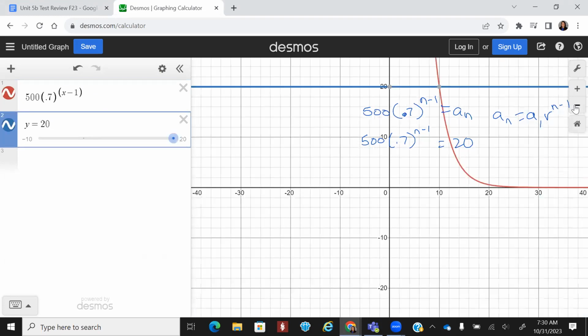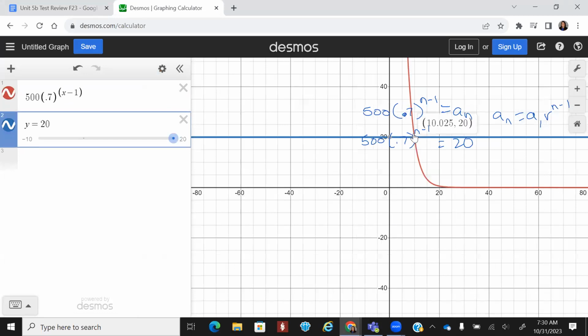So when we zoom out, we could look at after 10 years, it'll be below. So after 10 years, or if you want to be technical, 10.025, it will fall below.